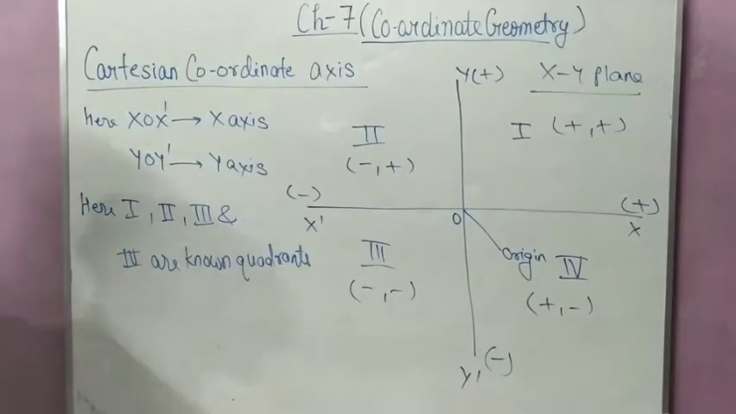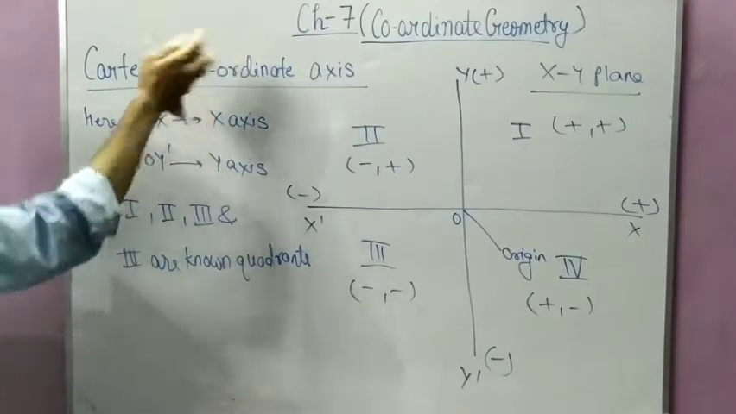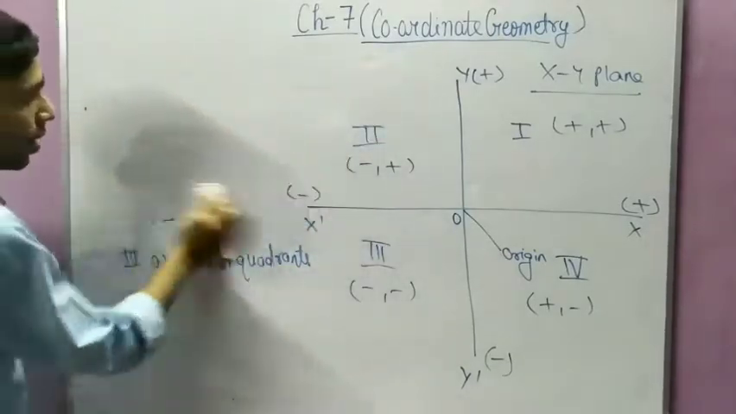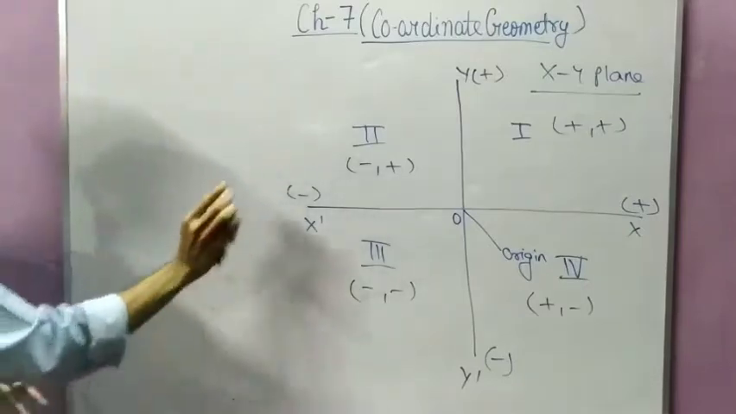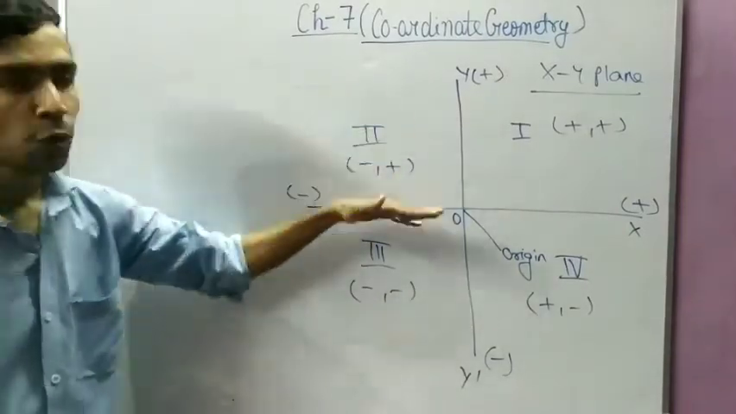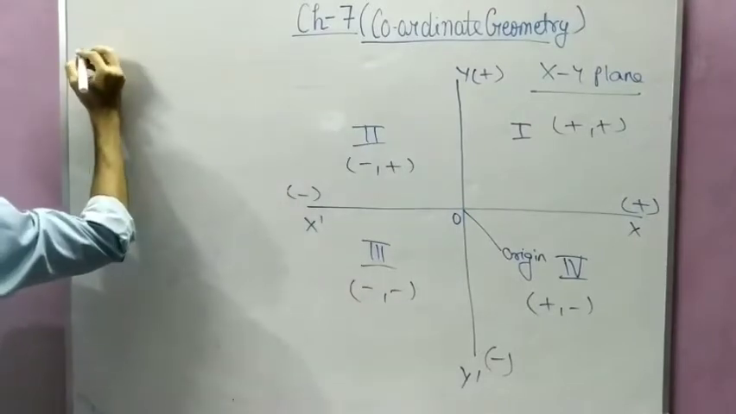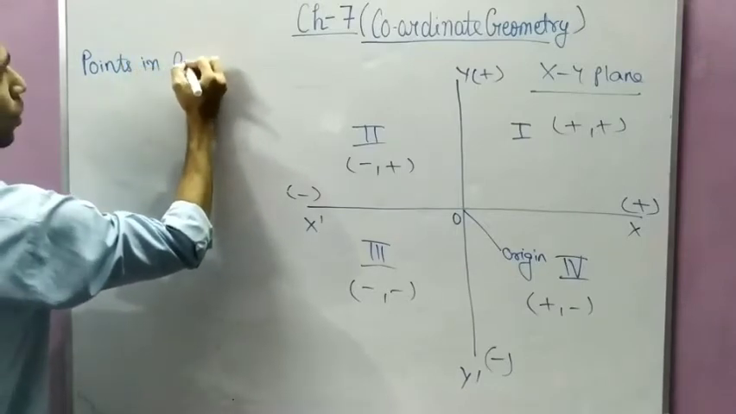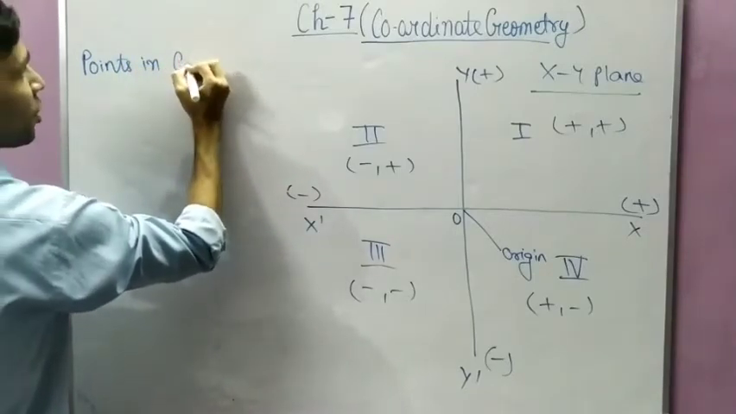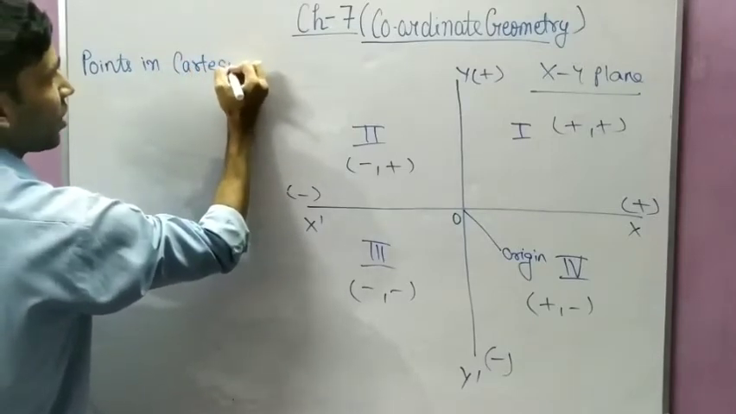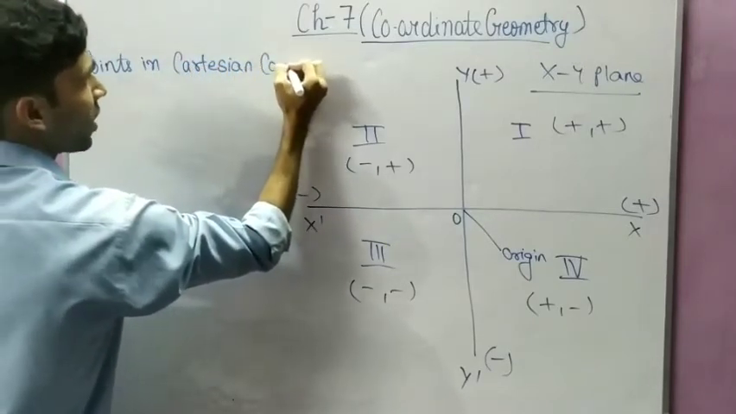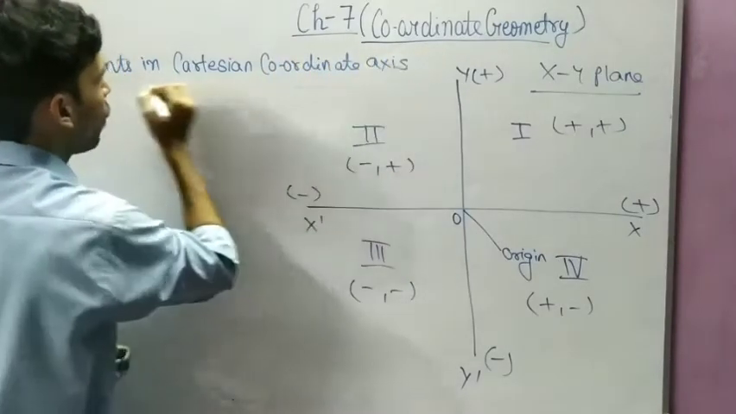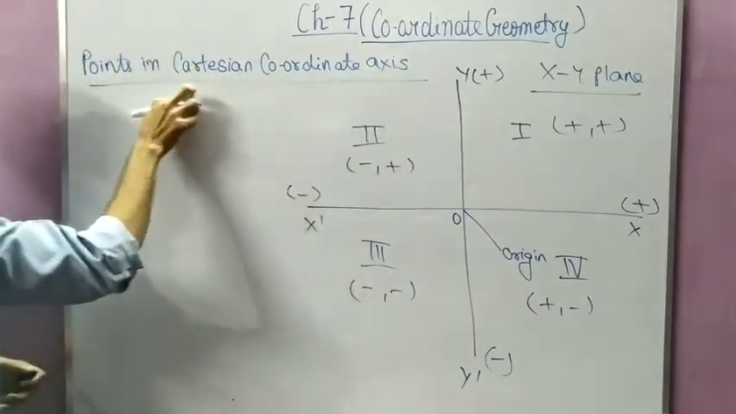After that, student, I will tell you, suppose I will make this figure only. I am not going to erase this figure. See, suppose points in the Cartesian plane, Cartesian coordinate axis. So what is a point? Student, what is a point?